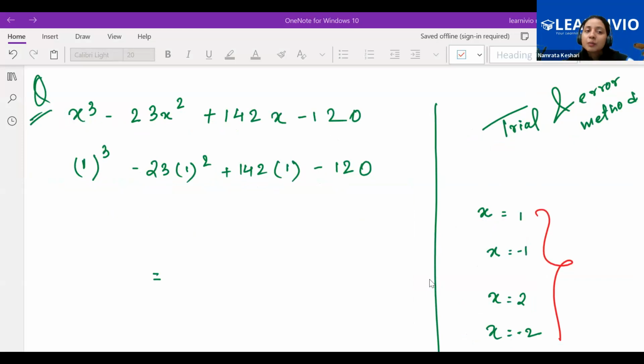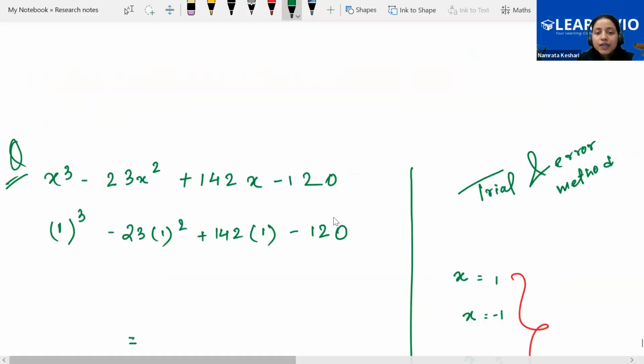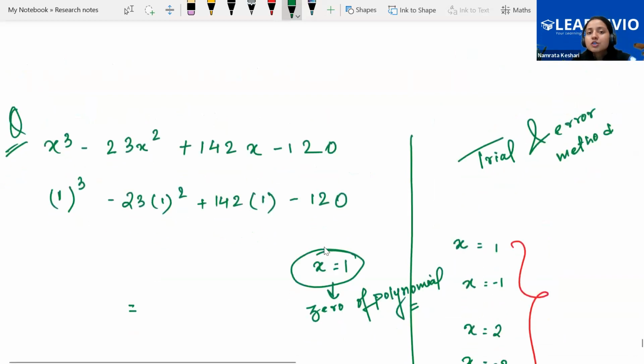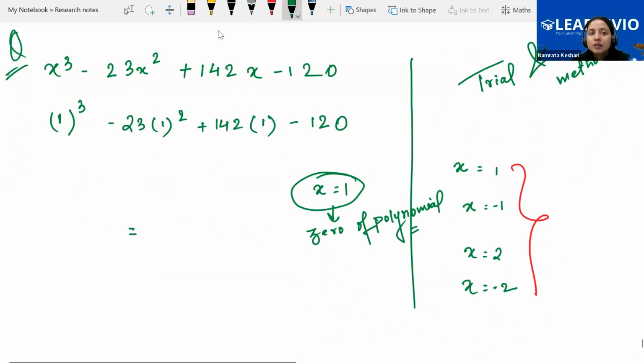Here we got 0, but every time it may not be. That means when we have taken x equals to 1, that is generating 0. So can we say this is the 0 of the polynomial? Can we say x equals to 1 is the 0 of this polynomial? Yes, ma'am. Yes, we can say that x equals to 1 is the 0 of the polynomial.